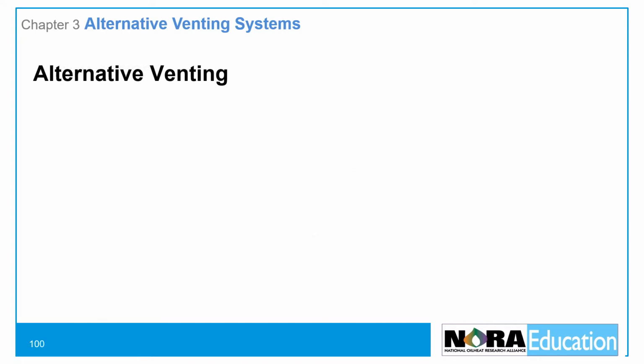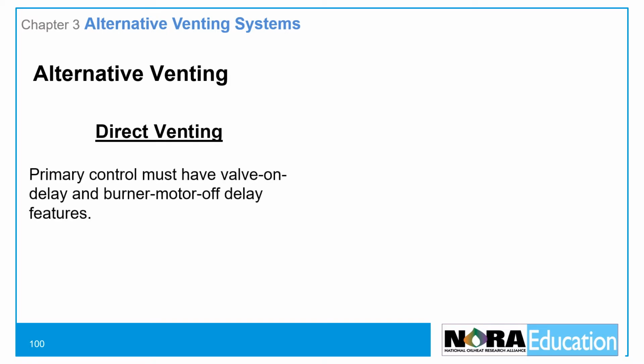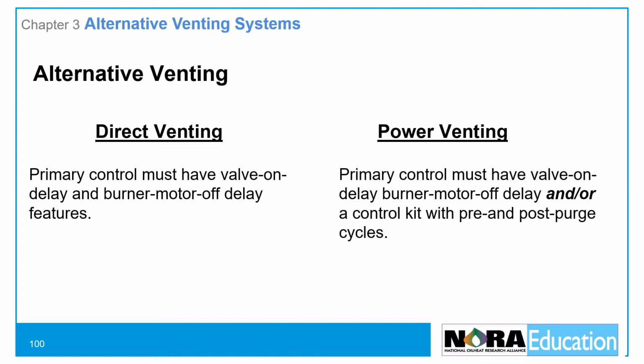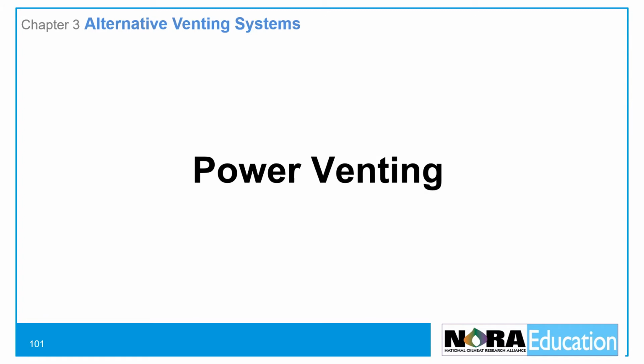Both methods of sidewall venting require pre- and post-purge cycles. For direct venting, the primary control must have a valve on delay and burner motor off delay feature. For power venting, the primary control must have valve on delay and burner motor off delay features, and/or the vent must have a control kit that provides pre- and post-purge cycles. This next section gives more detail on both power venting and direct venting.